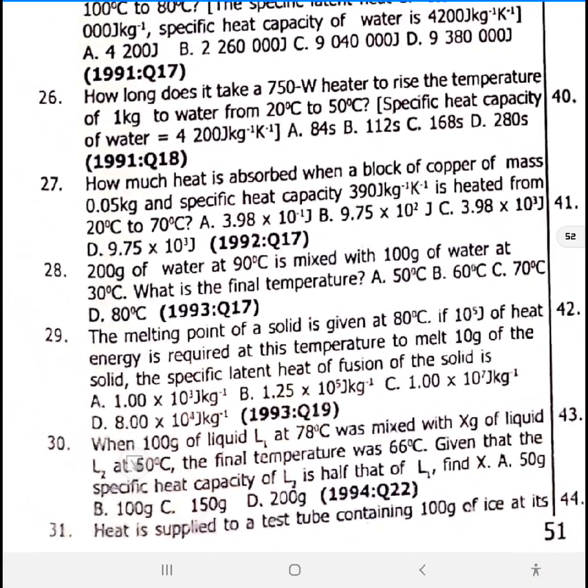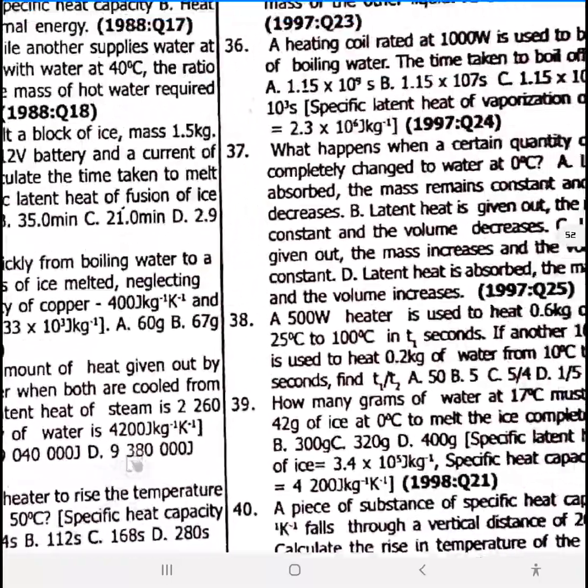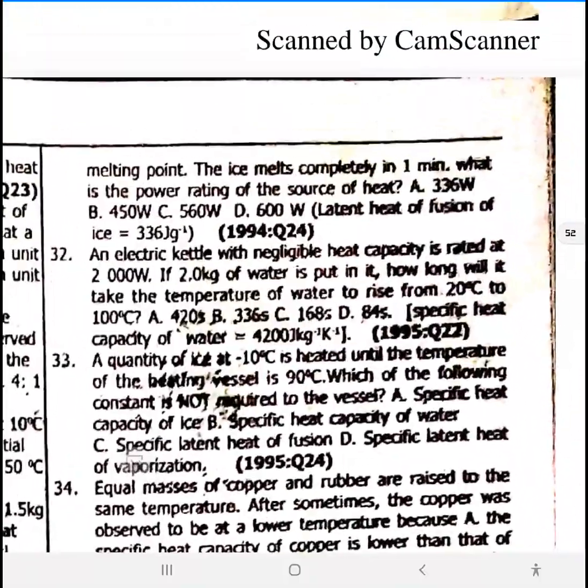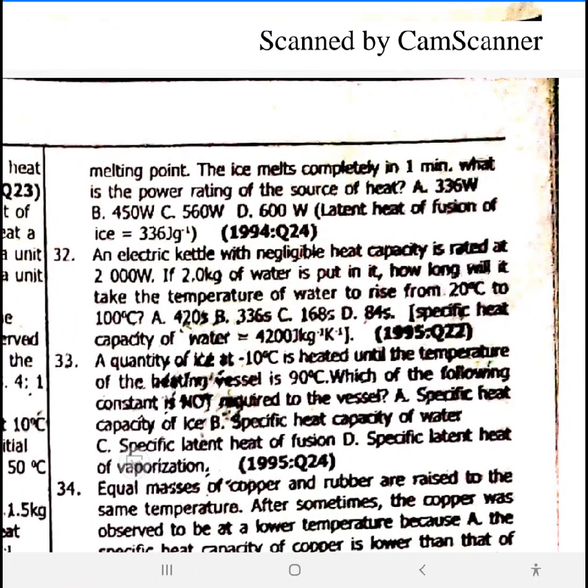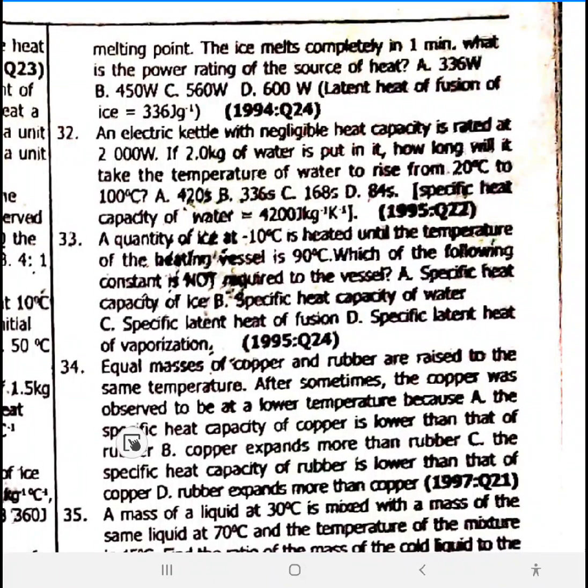Next, these ones have to do with calculations. A lot of the questions here are calculation based. This chapter has a lot of calculation.